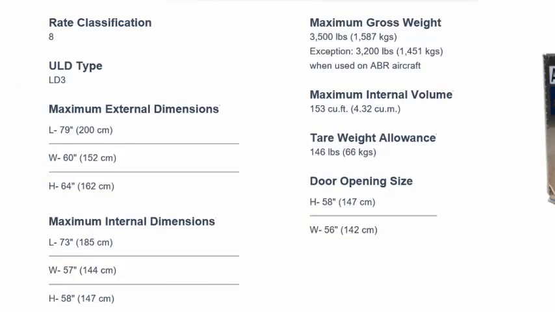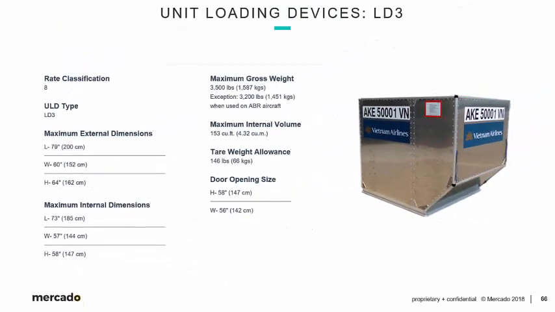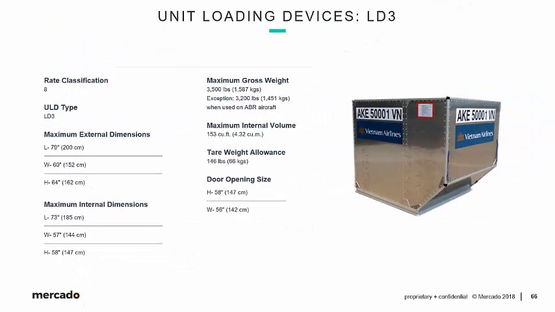Let's look at the gross weight, 3,500 pounds with an internal volume. We said about 160 cubic feet. It's actually 153, or a little over 4 cubic meters. The tare weight, the weight of the LD3 itself, is 146, and some dims on the door opening size. This is a very good ULD to use, especially, doesn't have to be, but especially on passenger aircraft.